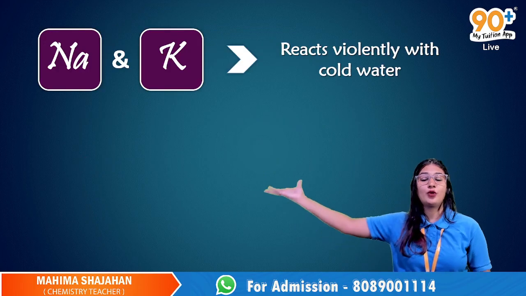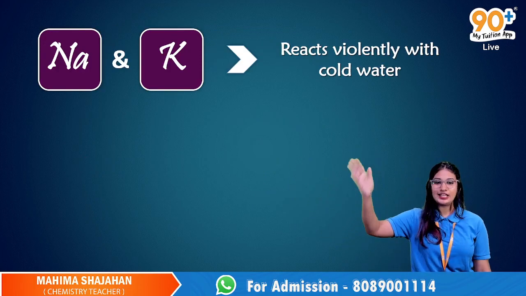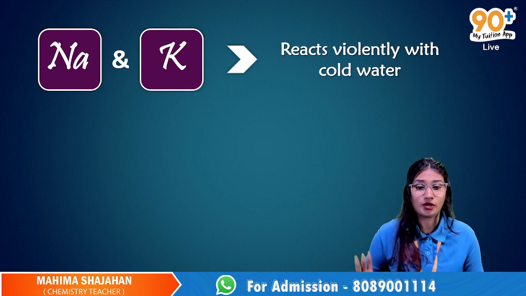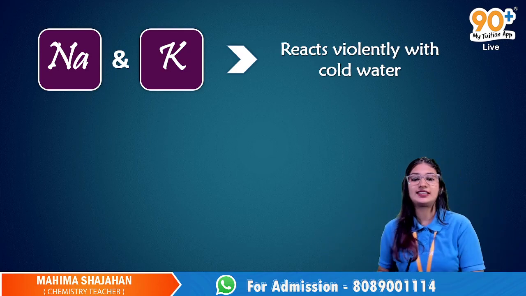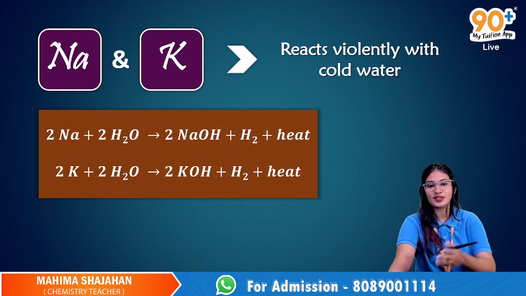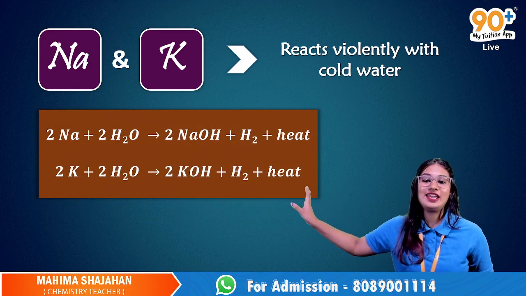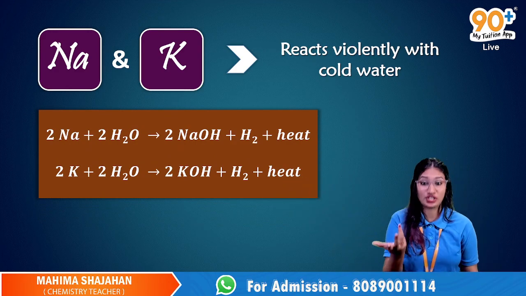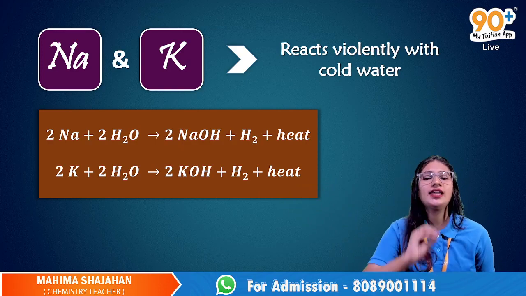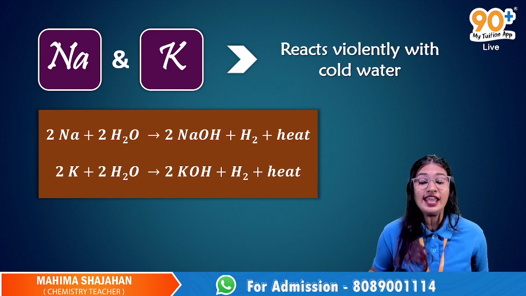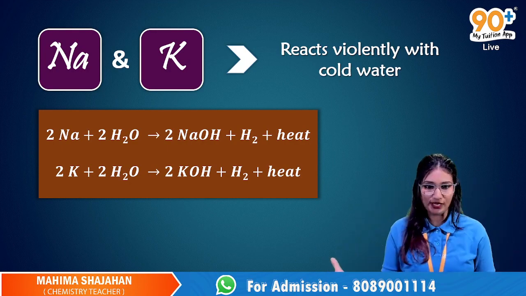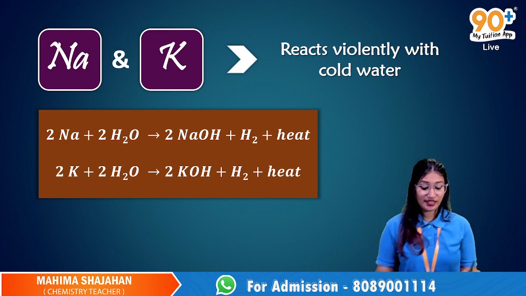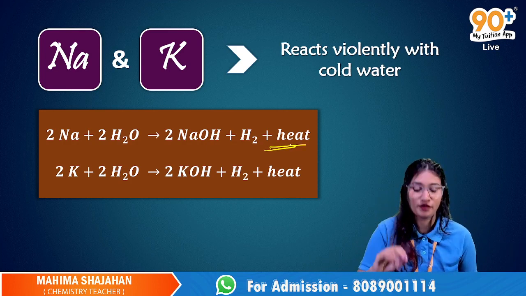Let's see the example. First are sodium and potassium, the highly reactive ones, and they react violently even with cold water. You might have done this experiment in your lab as well. So sodium combines with water to form sodium hydroxide and hydrogen gas. This reaction is highly exothermic, it releases a lot of heat. Now, hydrogen is a highly inflammable gas, and the heat produced here is sufficient to burn the hydrogen.